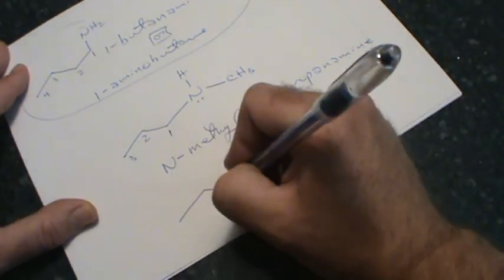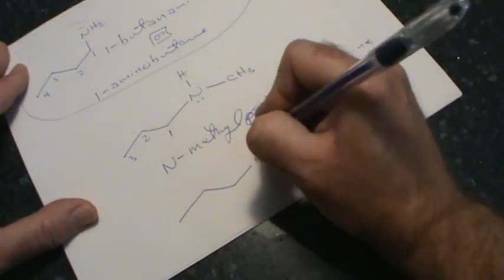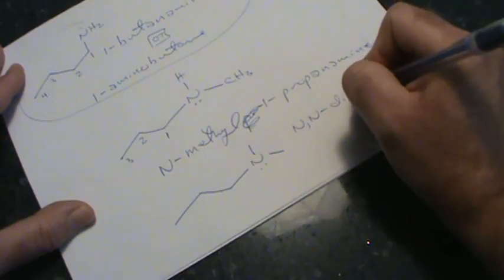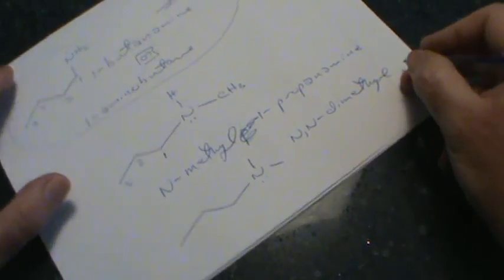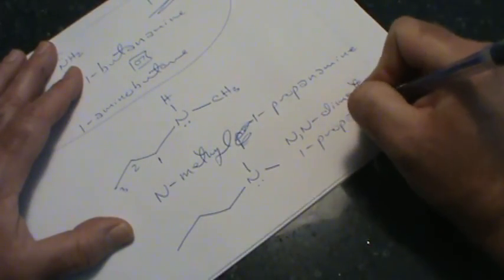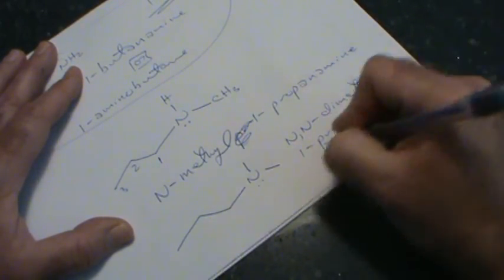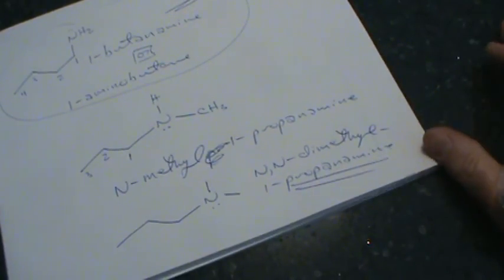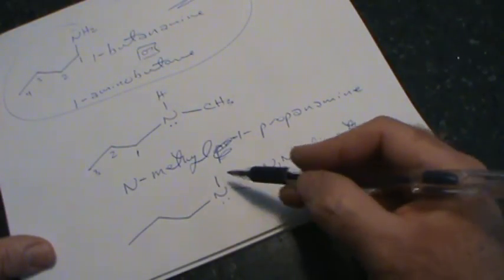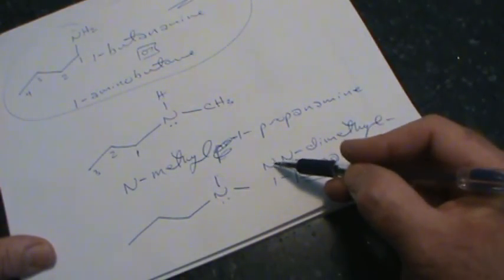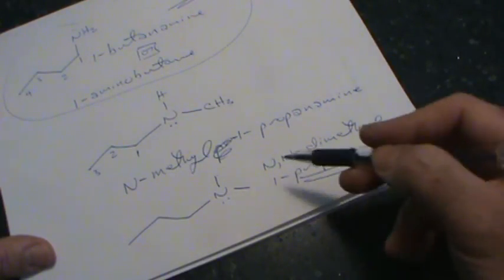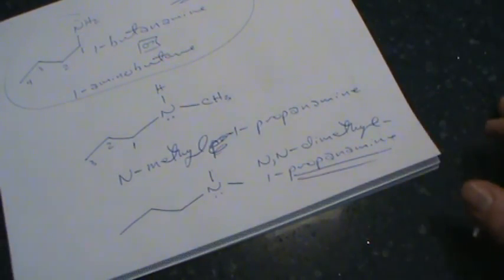And likewise, what if I had something like this, a tertiary amine? These are both methyls. I would call it N,N-dimethyl-1-propanamine. Notice that just like before when we talked about numbers, every substituent has to have a number. Well, here, these two methyl groups are treated as substituents on a nitrogen. They don't get numbers, but they both get an N. So it's N,N-dimethyl-1-propanamine, not just N-dimethyl-1-propanamine.